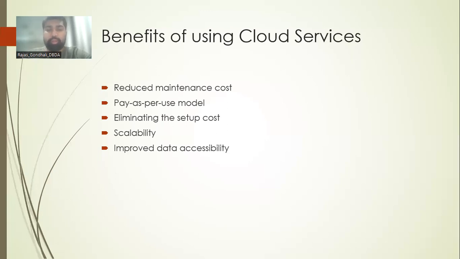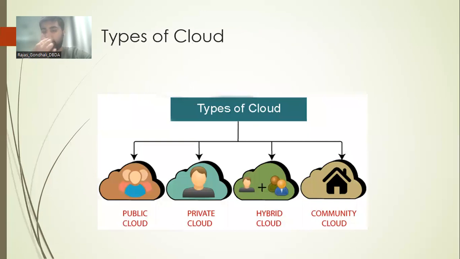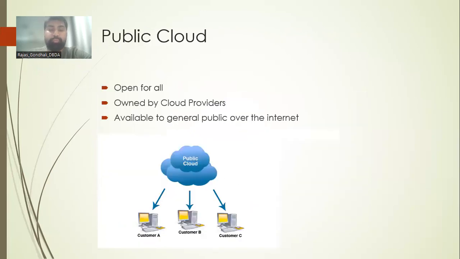It improves the accessibility. So right now we are talking about the types of cloud. By now we know exactly what cloud computing is. So right now we are coming to the types of clouds that are available. There are four types of cloud which are mentioned here, which are general types of cloud. These are public cloud, private cloud, hybrid cloud, and community cloud. So we will be looking in detail at each one of them.